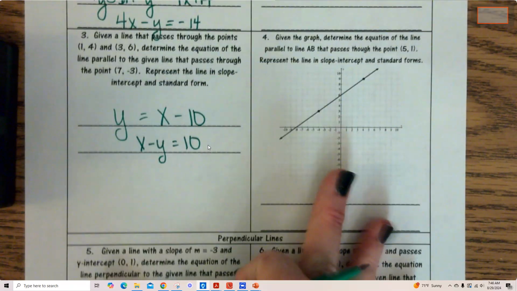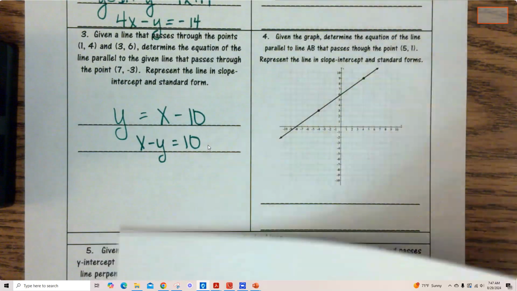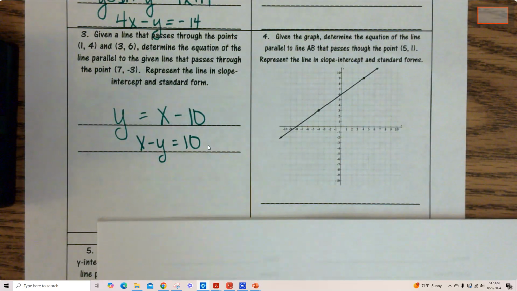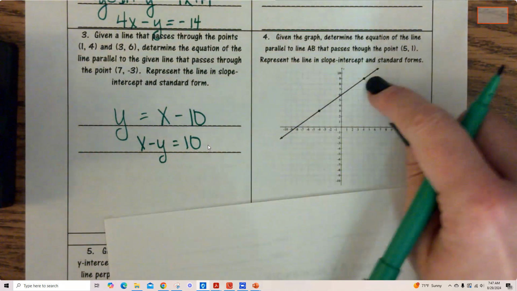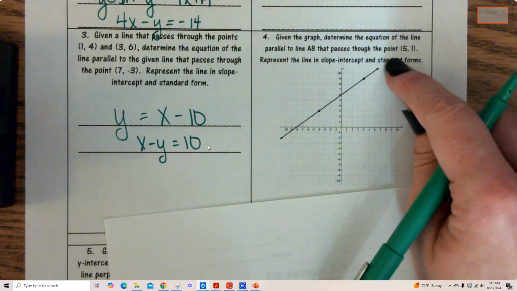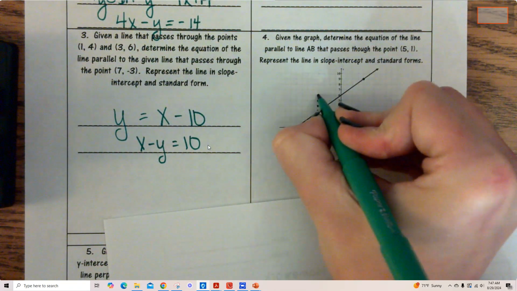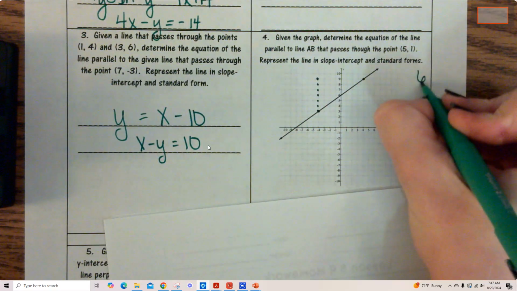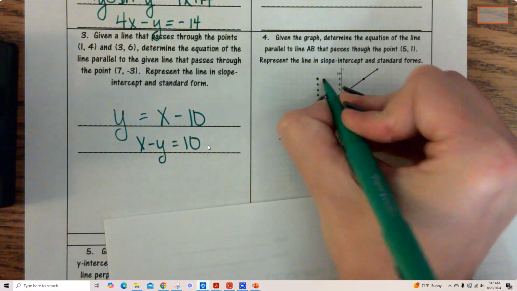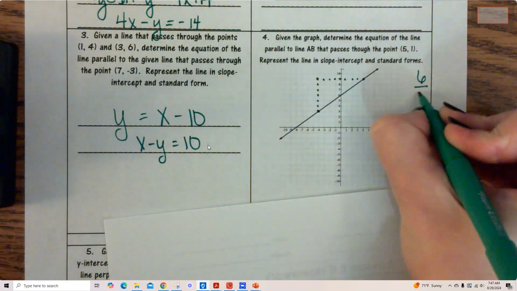All right, number 4 is yours, but I'm going to get you way more than started on this one. It says, given the graph, determine the equation of the line parallel to line AB that passes through the point (5, 1). So this is our given line. All we need is the slope. We can count the slope. 1, 2, 3, 4, 5, 6. So we're going up 6, and then we're going over 1, 2, 3, 4, 5, 6, 7, 8.